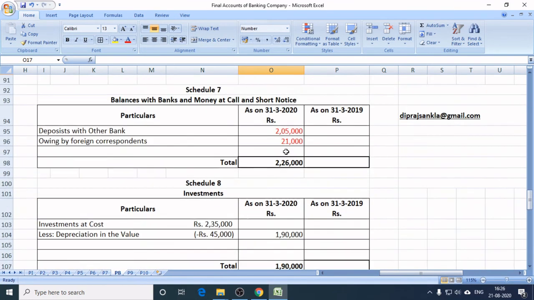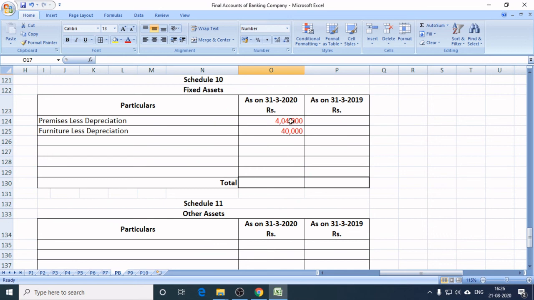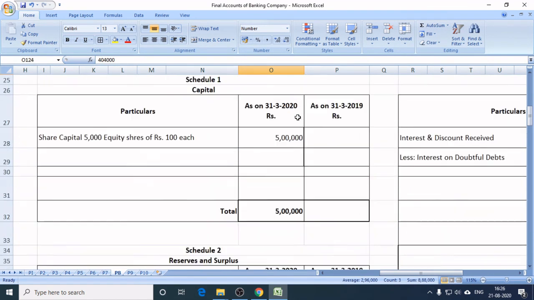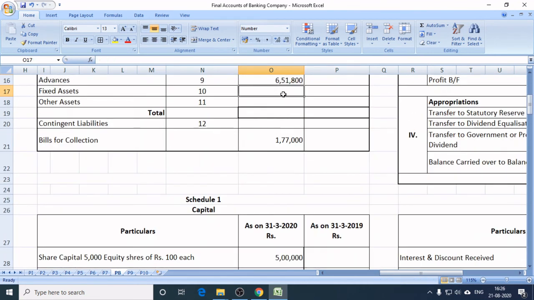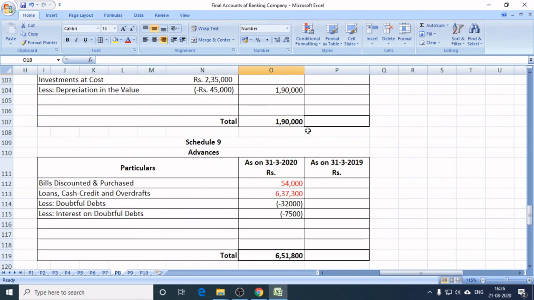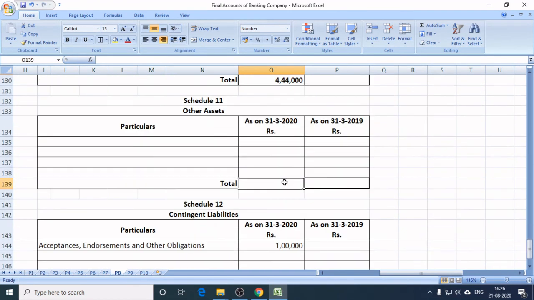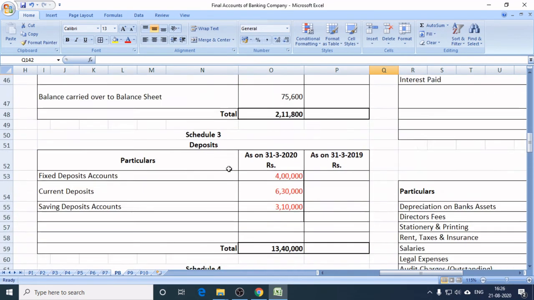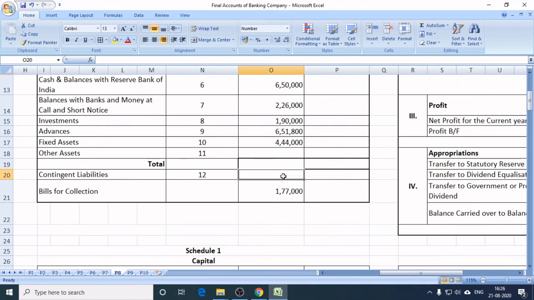Number 10, fixed assets. Here we have 4 lakh 44,000, next to schedule number 10, fixed assets. Now we have other assets. One more is there, other assets, schedule number 11. Okay, it has a nil balance, so nil. And contingent liability 1 lakh. So contingent liability 1 lakh, and other asset has a nil balance.